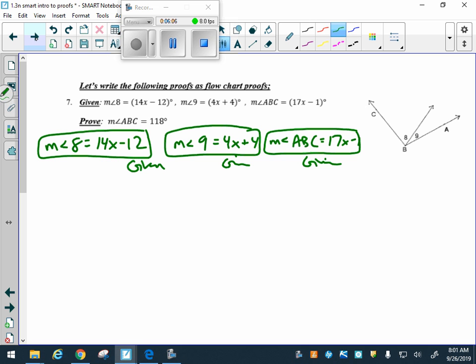Yep. Good. Measure of angle 8 plus measure of angle 9 equals the measure of angle ABC. Reason? Angle addition postulate.